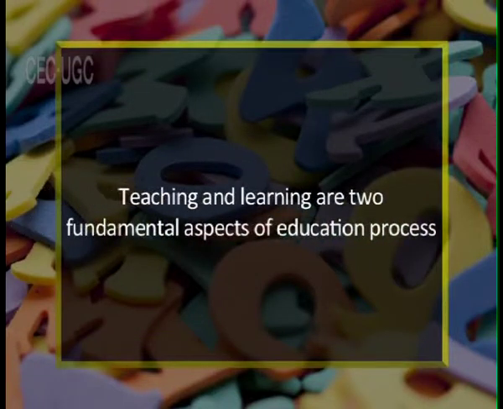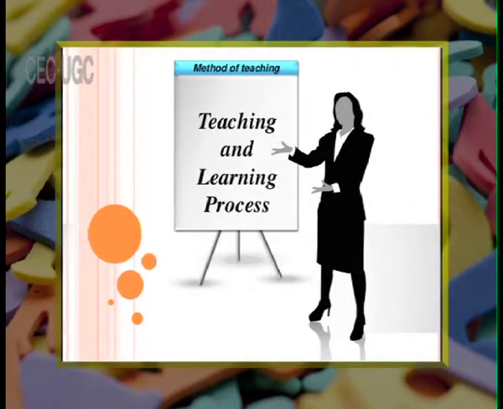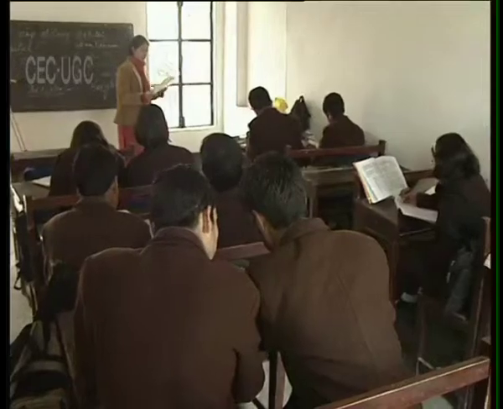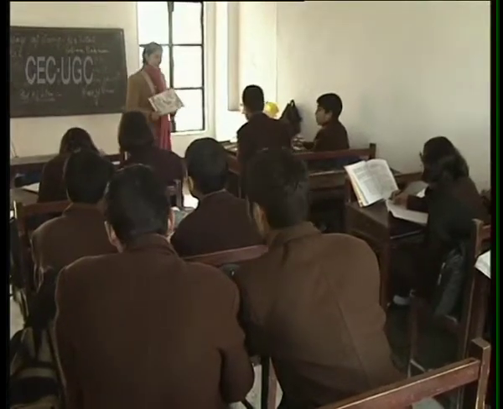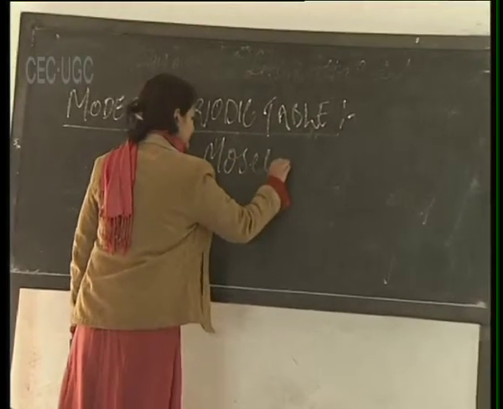Teaching and learning process has occupied an important place in the field of education. Teaching and learning are two fundamental aspects of education process. Both are closely related to each other. One cannot be divorced from the other. The most important objective of teaching is to facilitate learning. Whenever there is teaching, there will be learning. Thus, the concept of teaching is incomplete without learning.